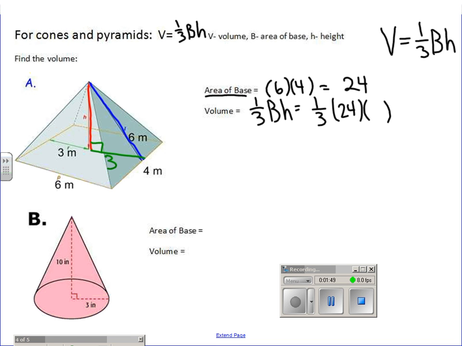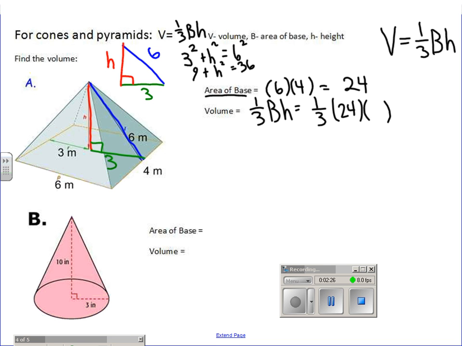So let me redraw that: 3, 6, and H. So this is a right triangle. I can use the Pythagorean theorem to figure out what H is. My A is 3, so 3 squared, plus my B, which is H, so H squared, equals C squared, which is 6 squared. So that's going to be 9 plus H squared equals 36.